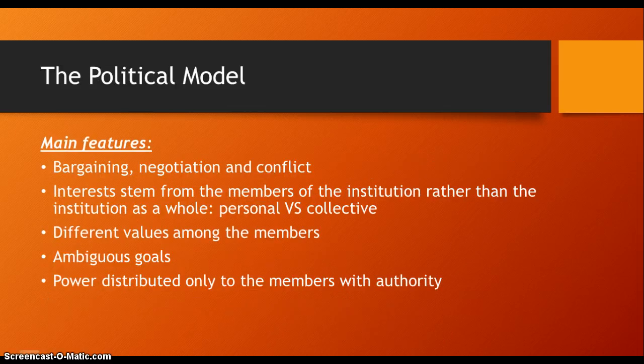The political model. In this model, bargaining, negotiation, and conflict are main features. Interests stem from the members of the institution rather than the institution as a whole, personal versus collective. Different values among the members, there are ambiguous goals, and power is distributed only to the members with authority.